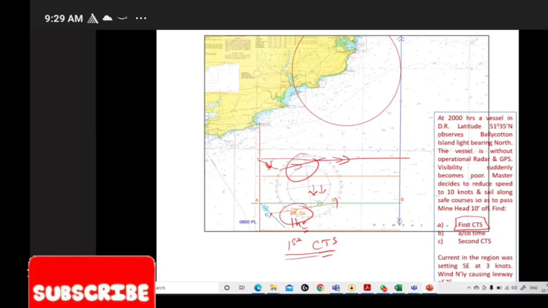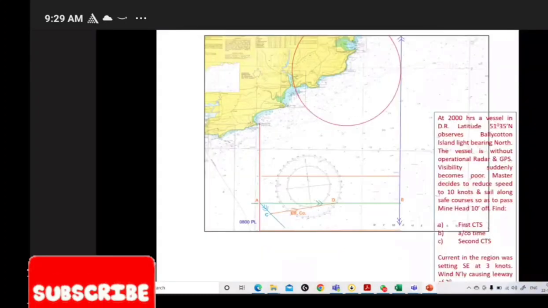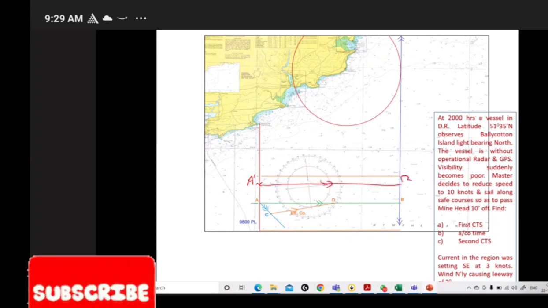Look at this plot now. I'll just clear it so that everything is visible to you. Now, looking at this plot, tell me, if I was at A, my alteration point would be B. Yes or no, beta? If I was at A dash, my alteration point would be B dash. Yes or no?